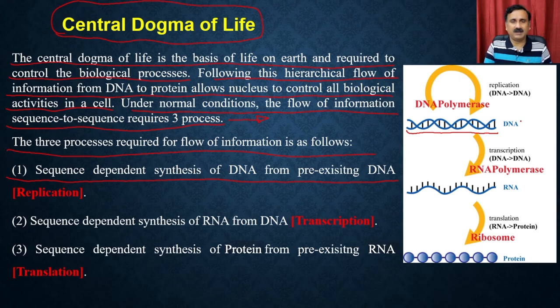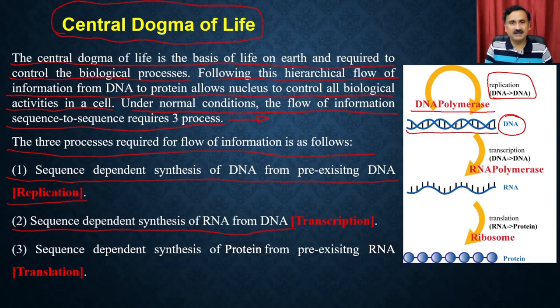Whether it is a bacterial cell or the eukaryotic cell, it has to have the duplication of the DNA, right? So you can have the DNA dependent DNA synthesis, and that is actually going to be performed by an enzyme which is called the DNA polymerase, and the process by which you are going to do this is called replication.